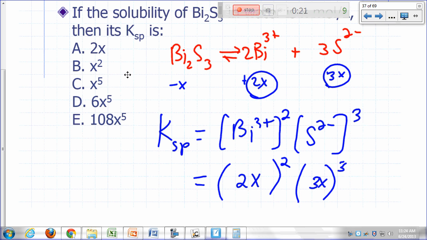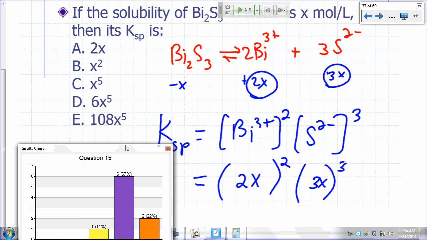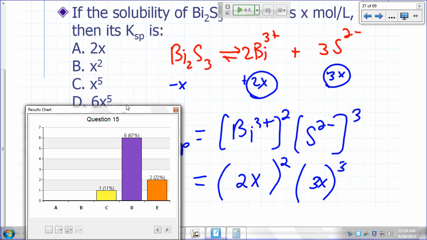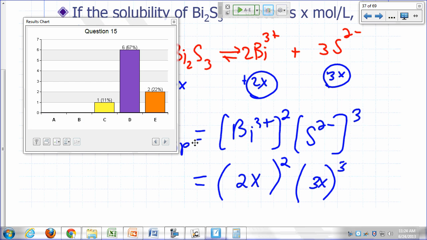So let's see how we're doing this time. Okay, D is a popular answer. One more time. Who picked a different answer? Yes, what answer did you pick? Why did you pick E?